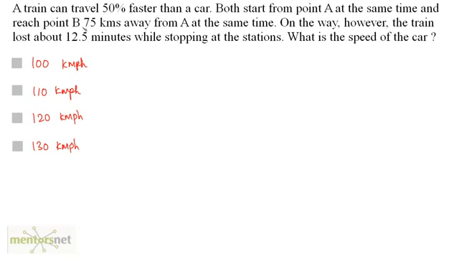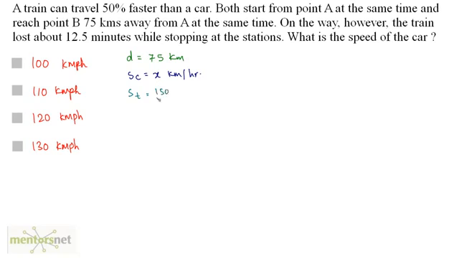Well, we have been given the distance between point A and point B. So distance is 75 kilometers. Now let us consider that the speed of car is x kilometers per hour. Now it has been given that the train can travel 50% faster than the car. So the speed of train is equal to 150% of the speed of car.